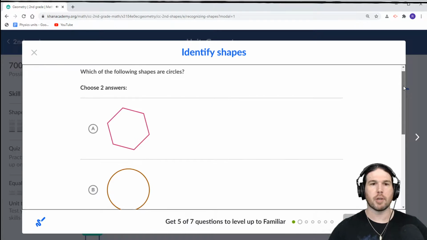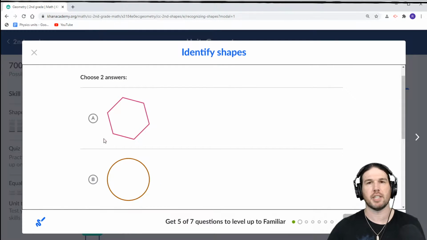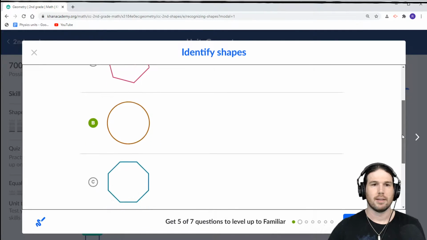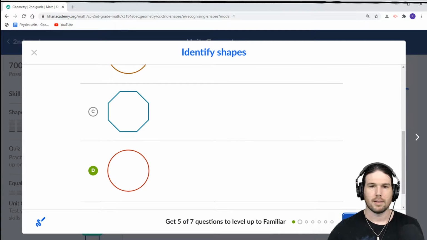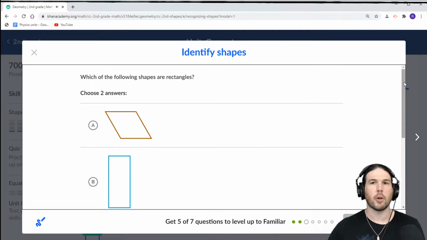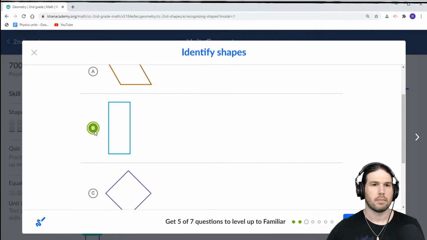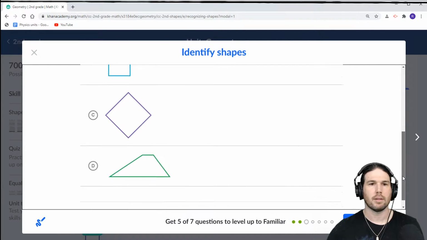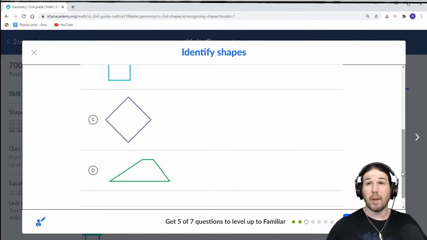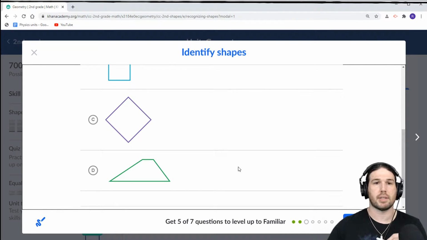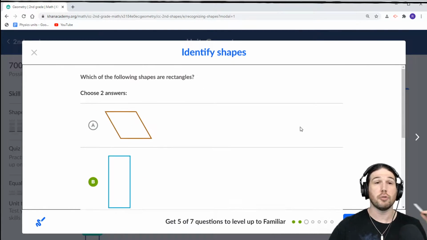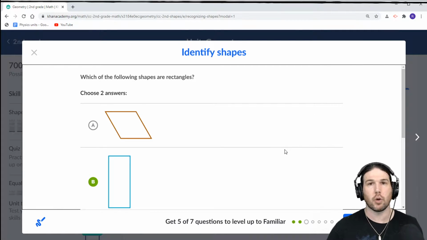Which of the following shapes are circles? I'm not going to explain to you what a circle is. Which of the following shapes are rectangles? Well, B is a rectangle. Now, C might be a hard time for some students, all right? It says choose two answers, which is why this is going to work.